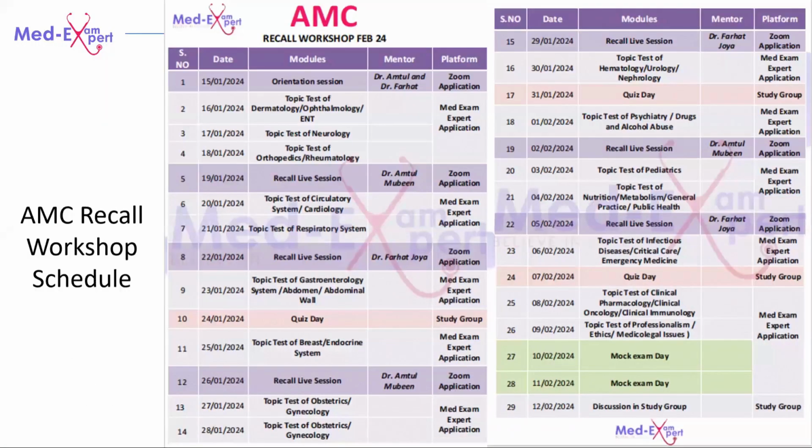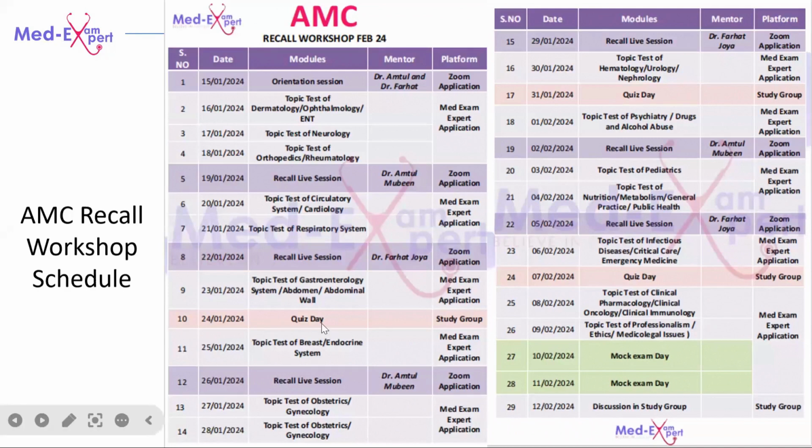So basically the duration of the workshop will be 4 weeks. This is the schedule that we are going to follow in this recall workshop. Today, on the 15th, we have the orientation session. And tomorrow we are going to give you a topic test for dermatology, ophthalmology, and ENT. The topic test will be given on our application so that you can have a real-time experience. On a daily basis, we are going to give you topic tests. As you can see in the schedule, on the 19th we will have our next live session with Dr. Amtul. On the 22nd, we will have our next live session with Dr. Farhat. So like this, we're going to go with the flow.